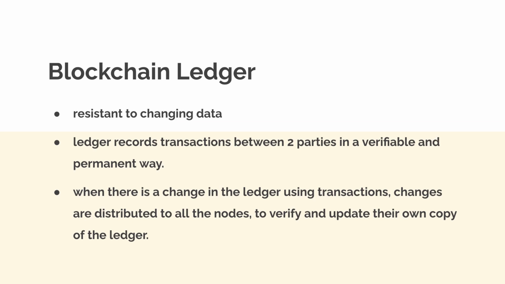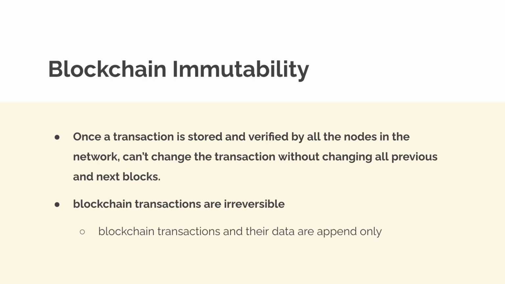A blockchain ledger is resistant to changing data. The ledger records transactions between two parties, such as you and me if we were exchanging cryptocurrency, and the ledger does this in a verifiable and permanent way. When there is a change in the ledger, such as a new transaction is being made, the changes are distributed to all the nodes, which will verify and update their own copy of the ledger.